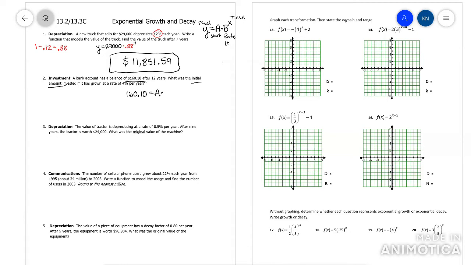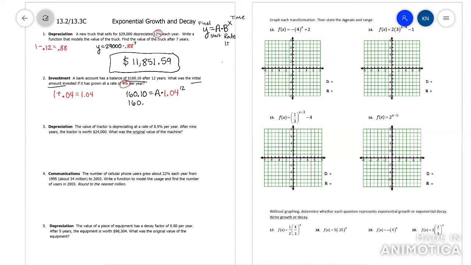And they say it's grown at a rate of 4% every year. So your rate here is 1 plus 4%, which is 0.04. You have to divide that by 100, remember? So 1.04 is this B value. And then time is 12 years. So to solve this, go get a value for this 1.04 to the 12. 1.04 to the power of 12 is 1.6.